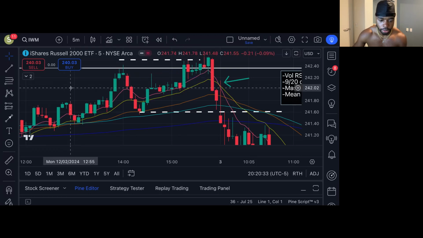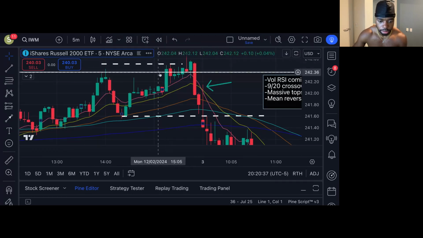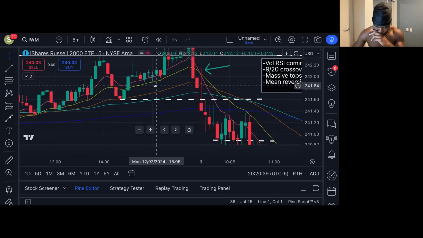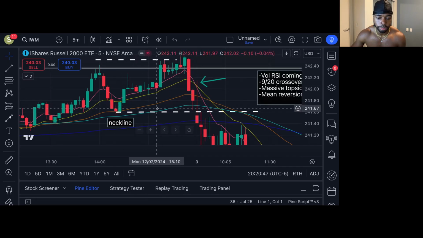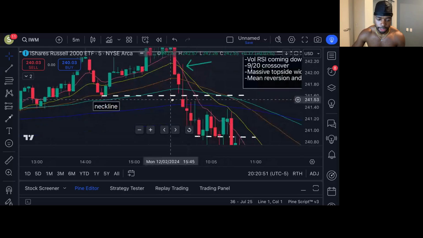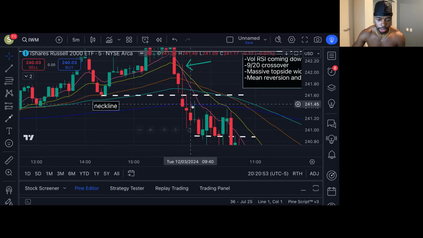All right, so we had this near double top and we had a neckline. We have a neckline here. When you break below a neckline, it's called a break of structure. Don't worry about that, but just know we broke below this neckline. We tried to push above, but we rejected that neckline, and it's likely to just come down.